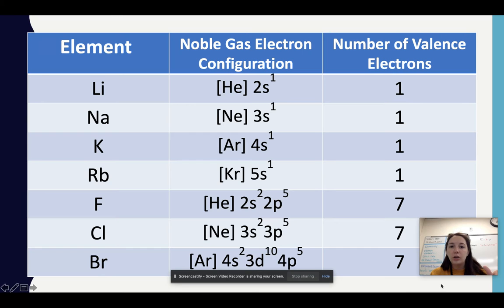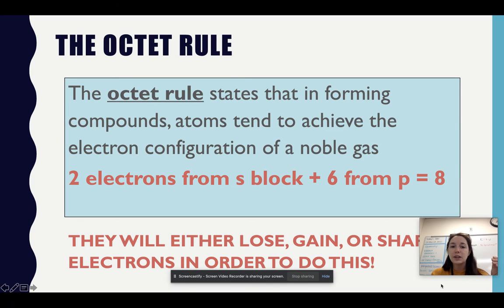And as you recall, noble gas configuration can actually tell you the number of valence electrons. Again, don't worry about it. This is just something that you need to know, where you can do it with the Bohr model or electron configuration. The octet rule states that in forming compounds, atoms tend to achieve the electron configuration of a noble gas.